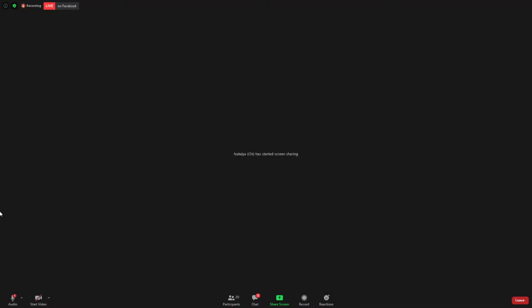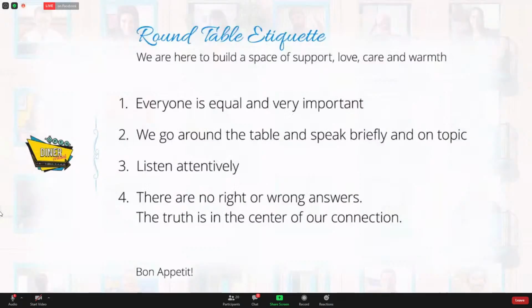And when we start having the intention that before every thought and every action, we want to think of the others rather than thinking about ourselves only, and when we start thinking about the others and what the others have to contribute, then all of us together come up with this great solution together. And the solution is that we have this intention where all of our thoughts and actions will be to benefit everybody. So we do this together, and this is why we have these round table etiquette rules. Everyone is equal and very important. We go around the table and we speak briefly and on topic.